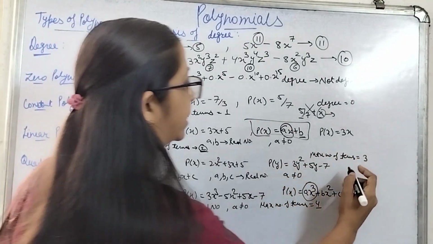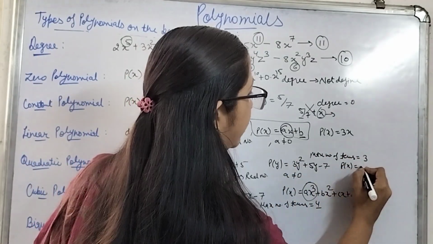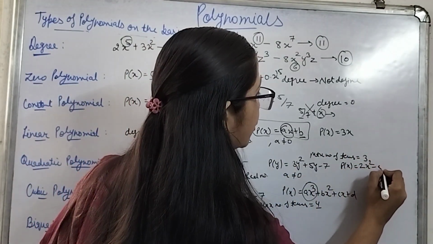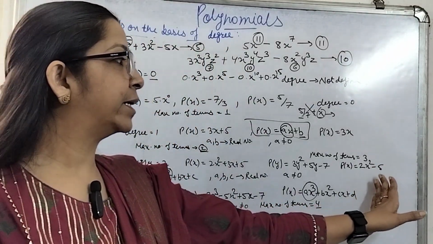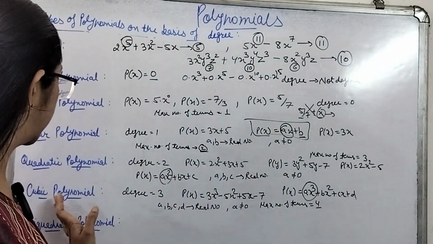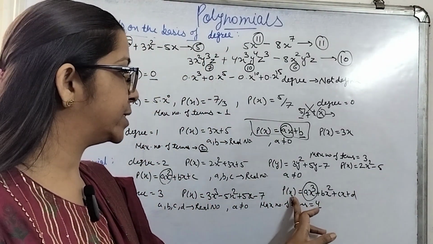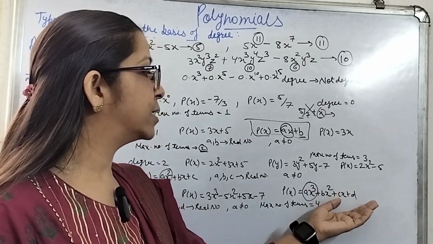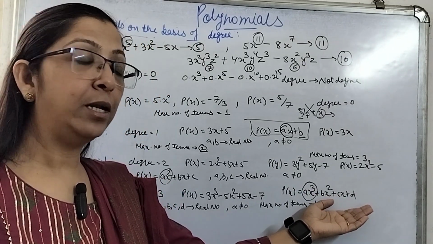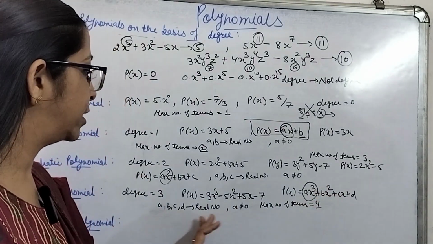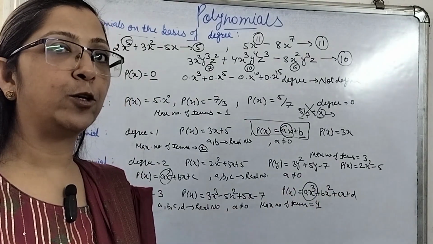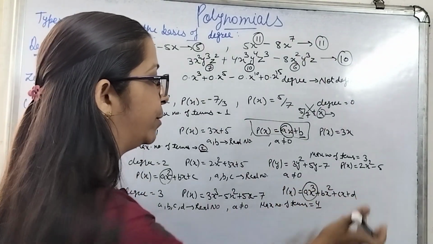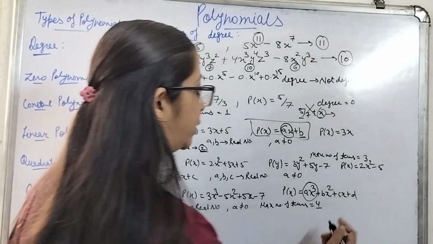For 2, we can take an example. 2x square minus 5. It is also a quadratic polynomial, right? Similarly, for the cubic polynomial, just now we said ax cube plus bx square plus cx plus d is the standard form, where a, b, c, d are any real numbers and a cannot be 0. Maximum number of terms will be 4. It could be 3, it could be 2 also.